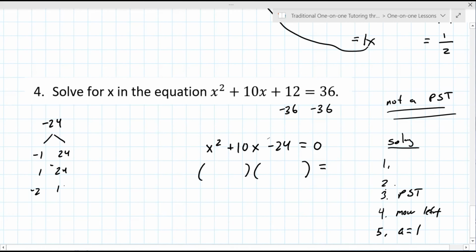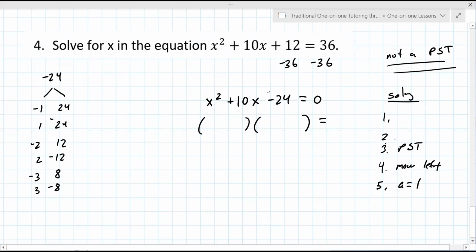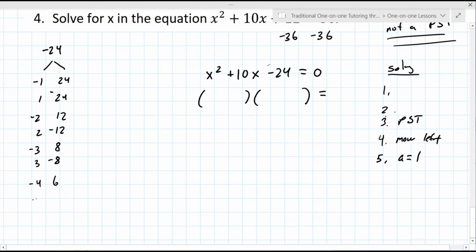It could be negative 2 and 12, or 2 and negative 12. The reason I have to show both of these is because it's negative 24. This last one is negative, and either one could be negative, but not both. Right. Negative 3 and 8, 3 and negative 8. Running out of room here. Negative 4 and 6, 4 and negative 6.